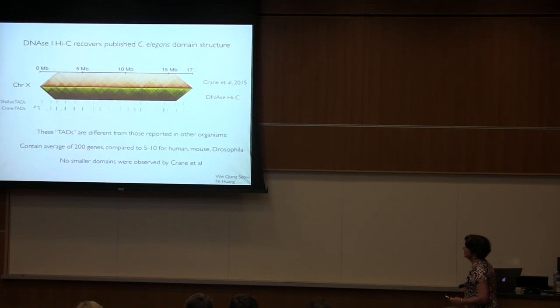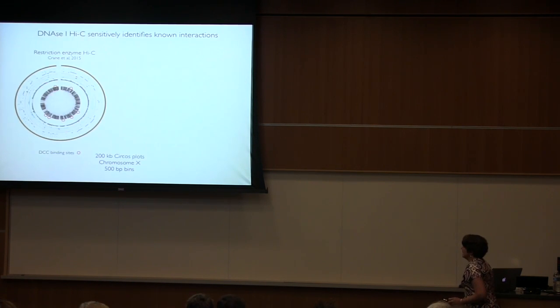So we compared our data to their data. Our data is the yellow and black at the bottom, and we could see the same boxes that they could see, and we could call essentially the same boundary positions, so we were very happy about that. Then, looking at these interactions between domains, this is where we wanted to look at our resolution.